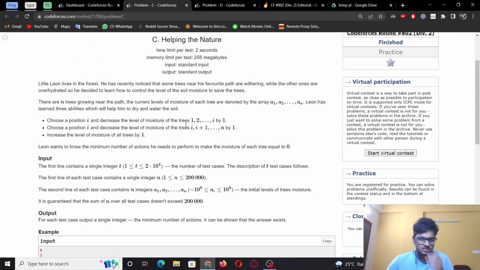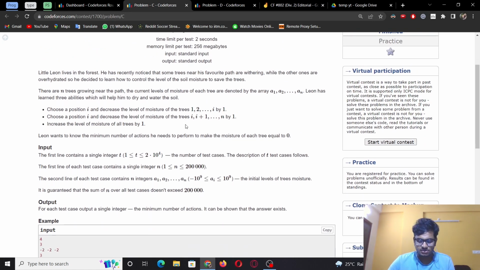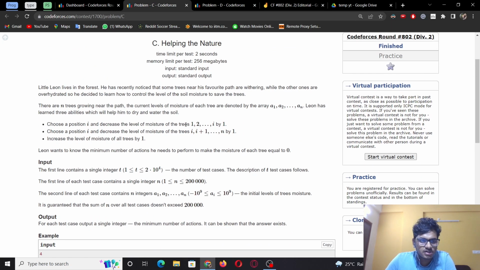So here we have problem C, helping the nature. Now, what the question says is that Leon wants to control the moisture of trees such that the moisture of trees should end up being zero. And for this, he initially gets a value of the moisture of each tree.